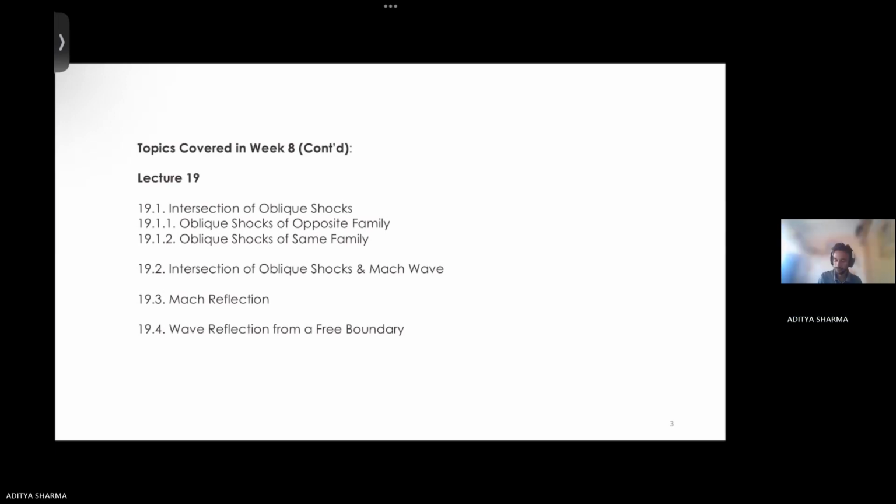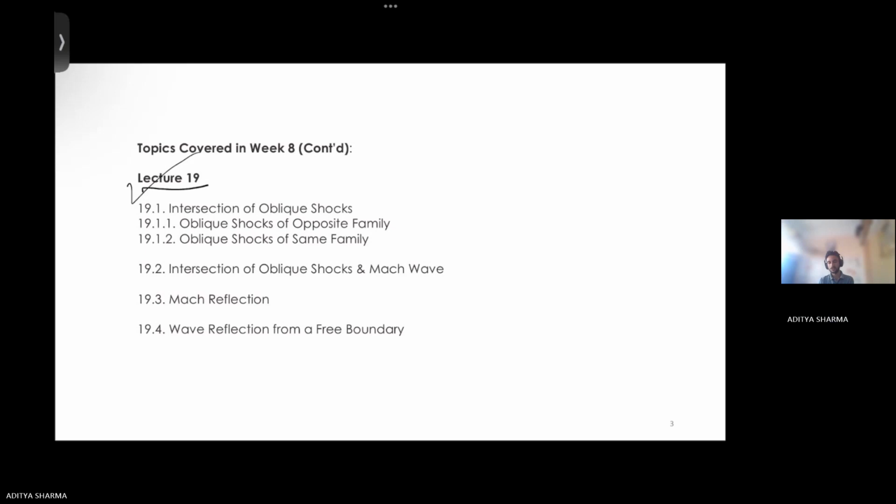Again, there is this intersection of oblique shocks only. This is lecture 19. In this case, families have been discussed. Two types of families are there: one is the opposite family, and then there is the same family.